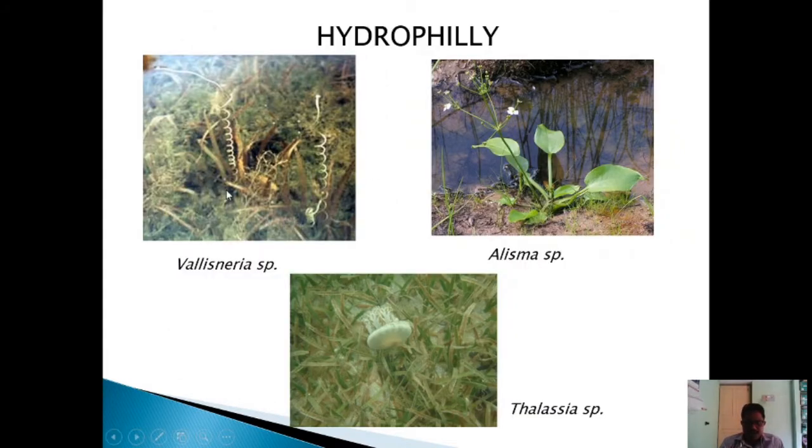Now look at this. This is a picture of Vallisneria where there's a long, slender stigma, the female reproductive part, that can pick up the pollen grains that float on the water.